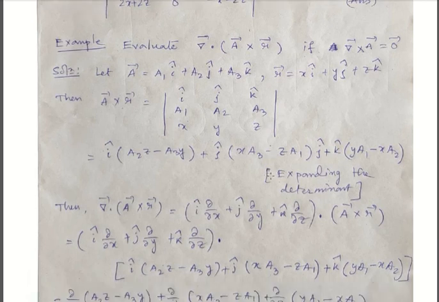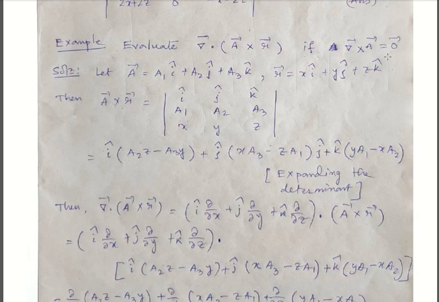Now come to the third example. Grad dot (A cross R), we need to evaluate this term, grad dot (A cross R), if grad cross A is equal to a zero vector.